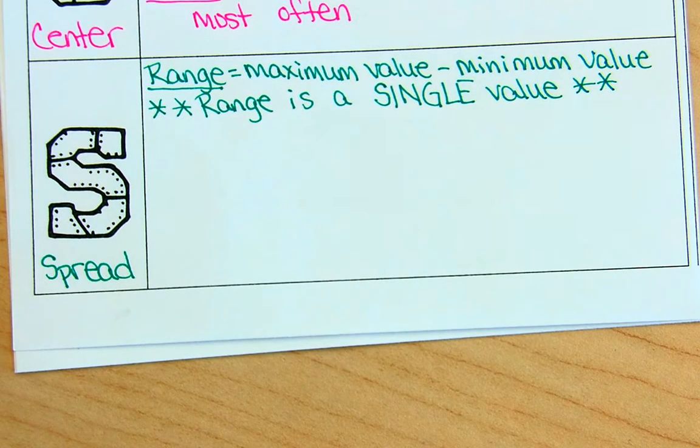Range is a single value. Do not say the range is 5 to 25. Nope, the range is a number. It's one number. It should not be, it goes between two numbers. If it's from 5 to 25, your range is 20.